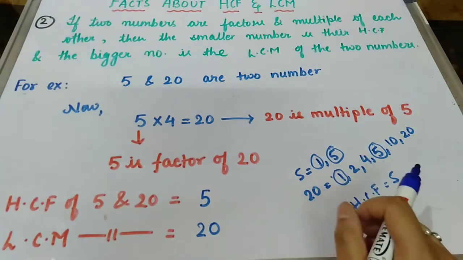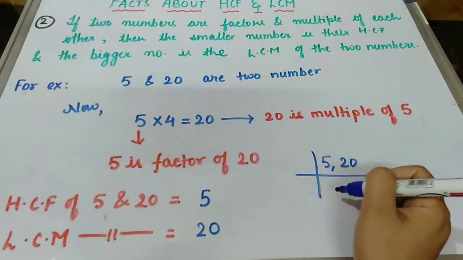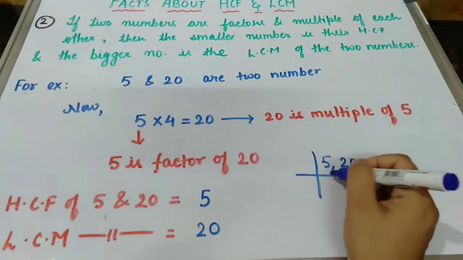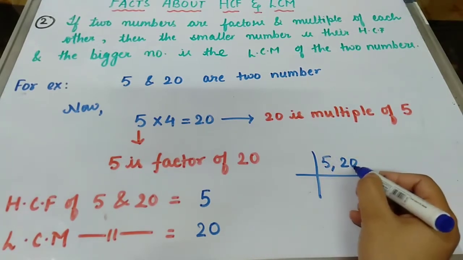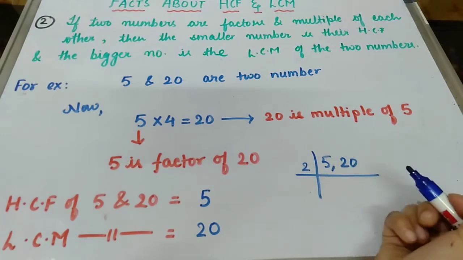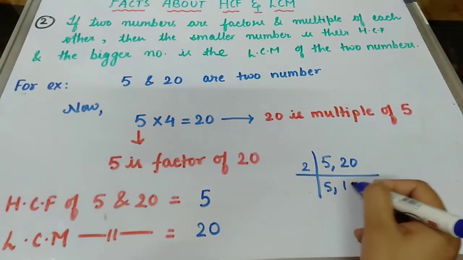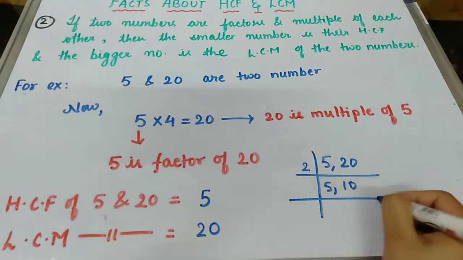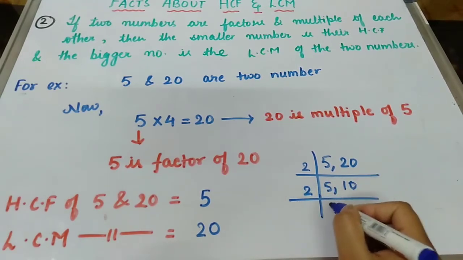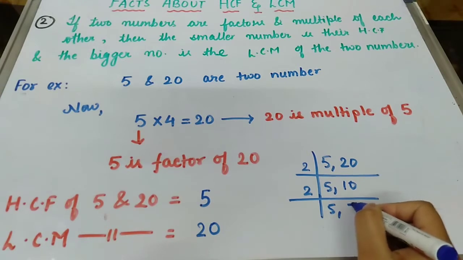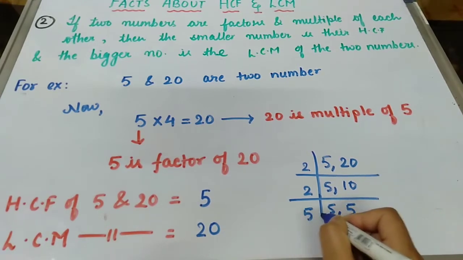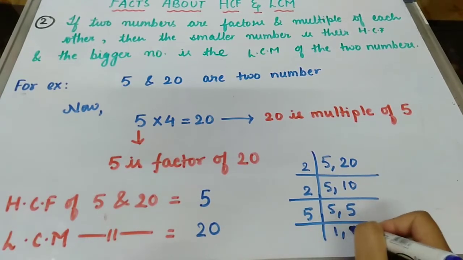Now let us see for LCM. Now if I want to take out the LCM, then I will use this method. It is an even number, so start with the smallest prime number, 2. 5 will be written as it is. 2 ones are 2 and 2 zeros are 0. Okay, again 10 can be divided by 2, so we will use 2 again. 2 fives are 10. Now we will use 5. 5 ones are 5.